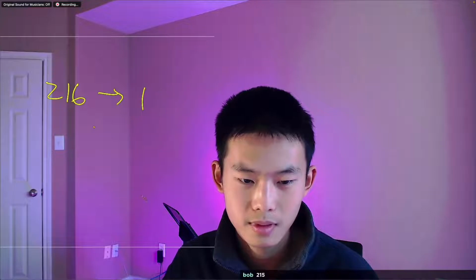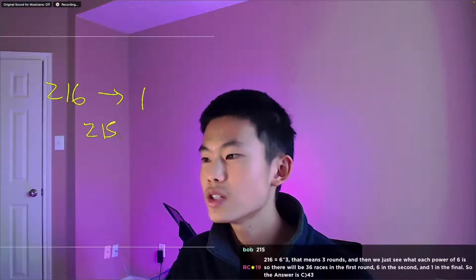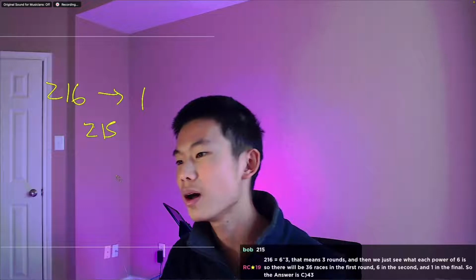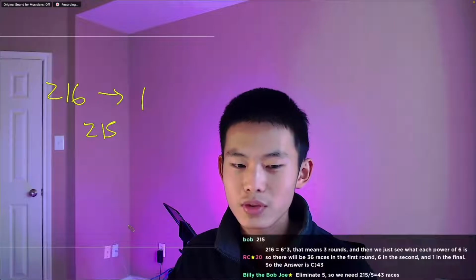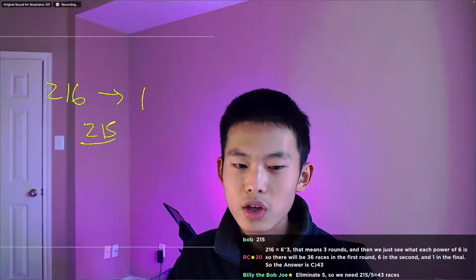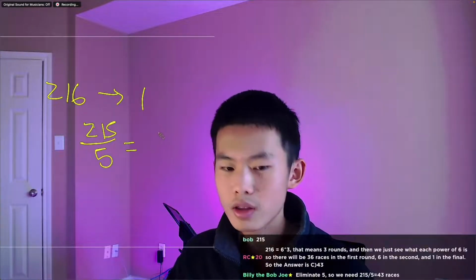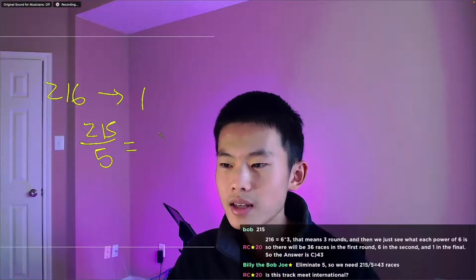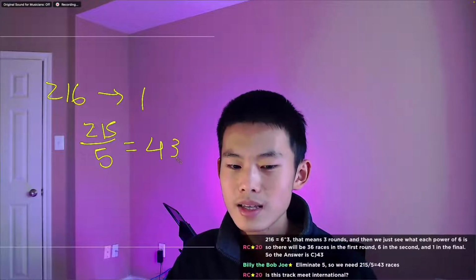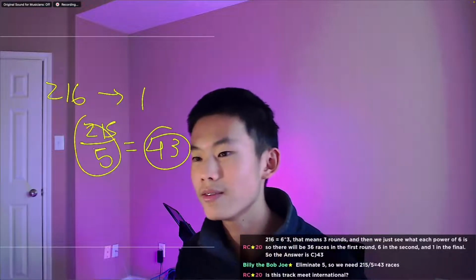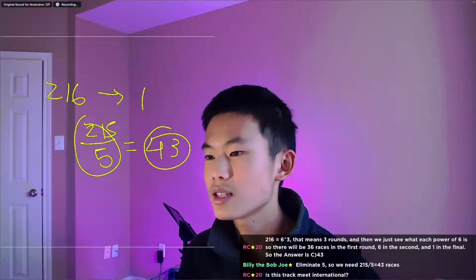Yeah, that's exactly right, Bob. It's 215. So we want to get rid of 215 sprinters through each of these races. We're going to eliminate 5 sprinters from each race after each race. So the total number of sprinters we're going to eliminate is 215. In each race, we can eliminate 5, and that means we need 43 races, which is just 215 divided by 5, to eliminate all the sprinters and go from 216 to 1.